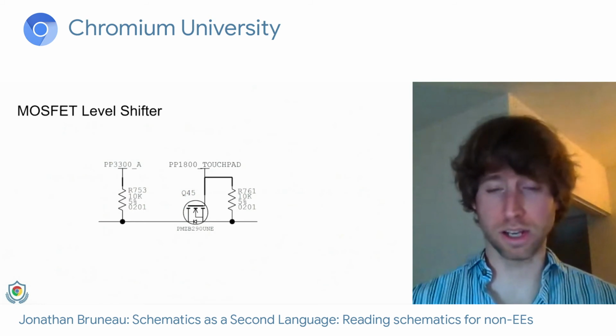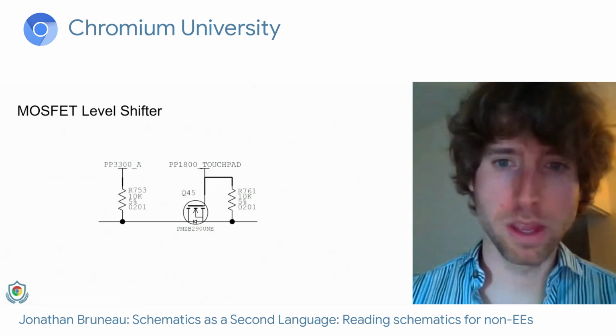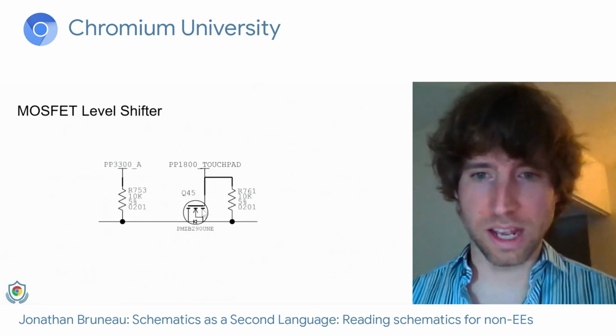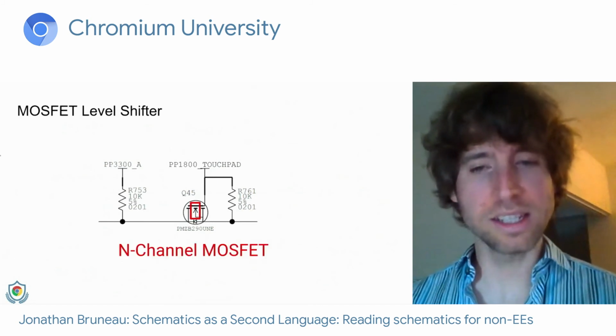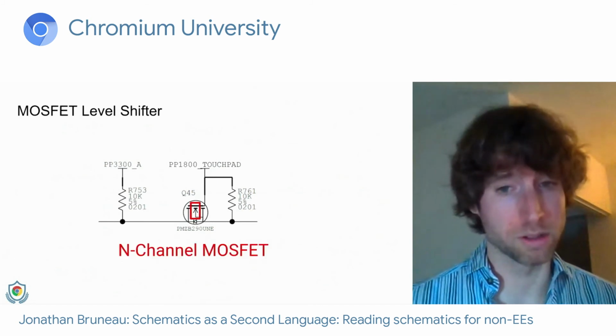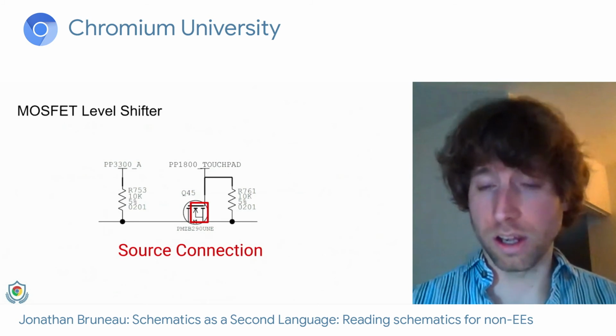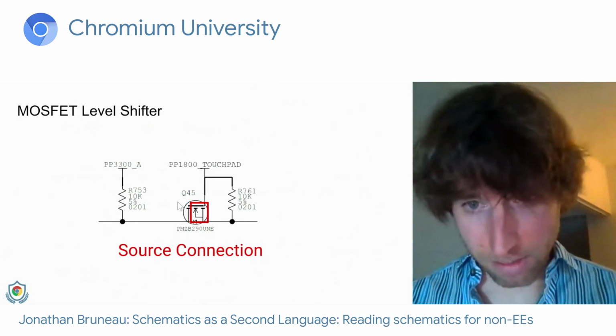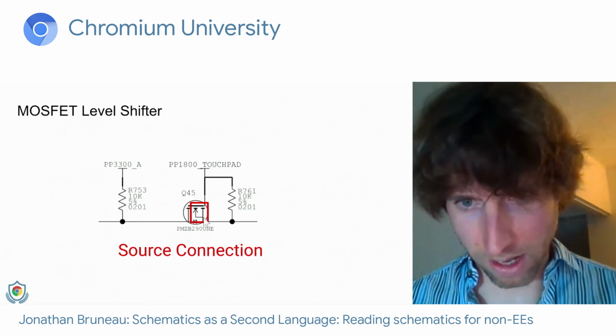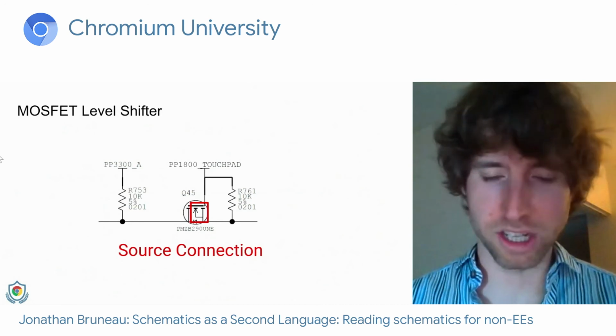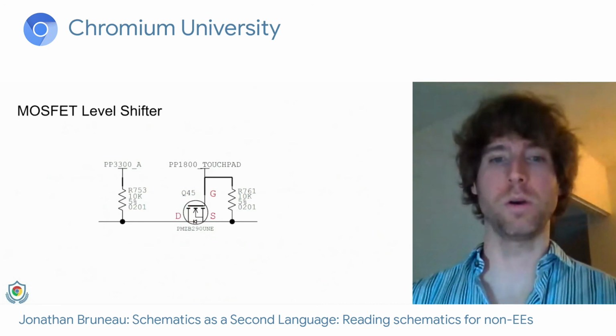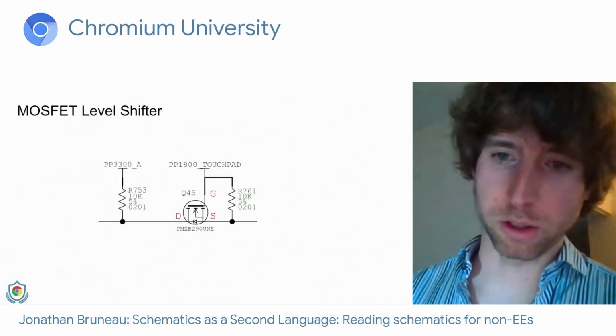And here's a circuit that exploits this property. We have two resistors and our MOSFET. This is an N-channel MOSFET because the arrow is pointing towards the gate. The connection between the arrow and the pin here happens there, which tells us that's where the source is. So now we know where our gate, our drain, and our source are.